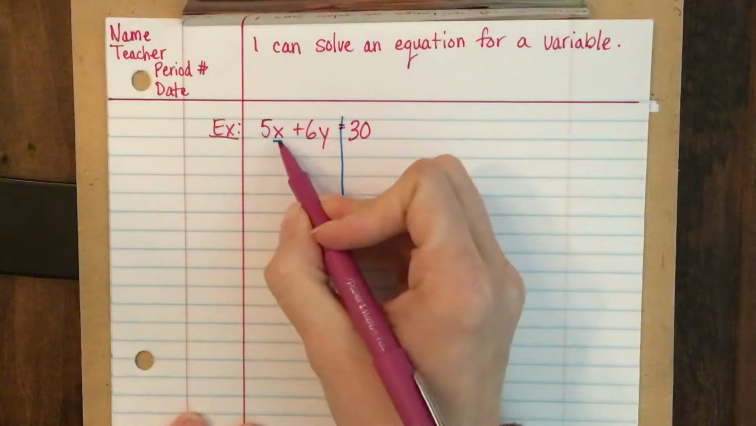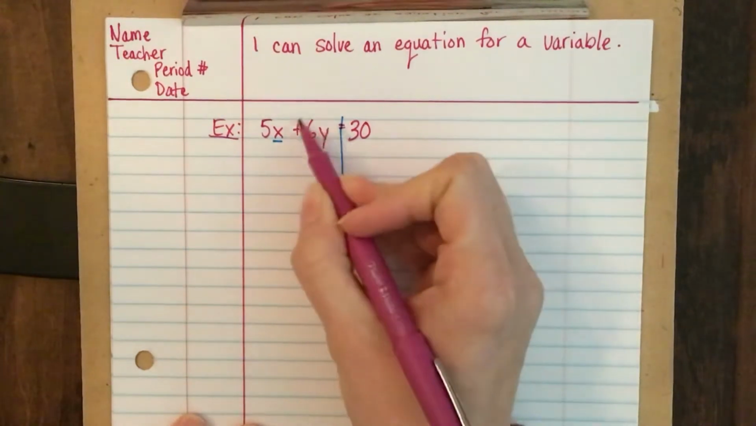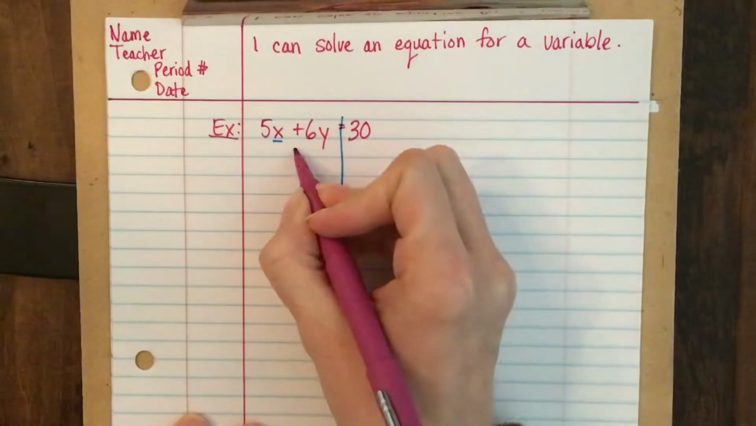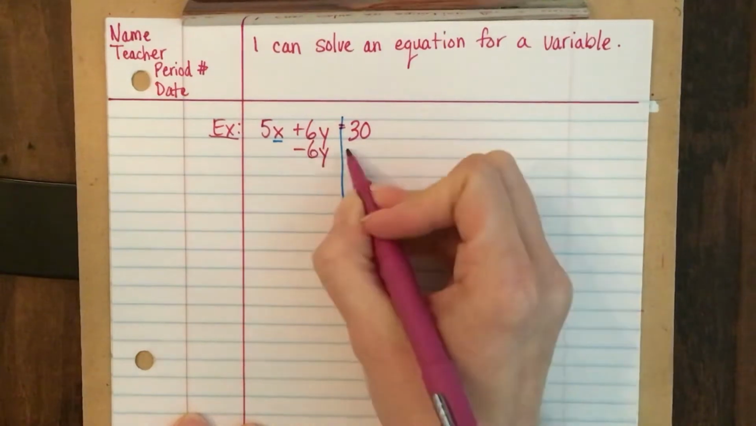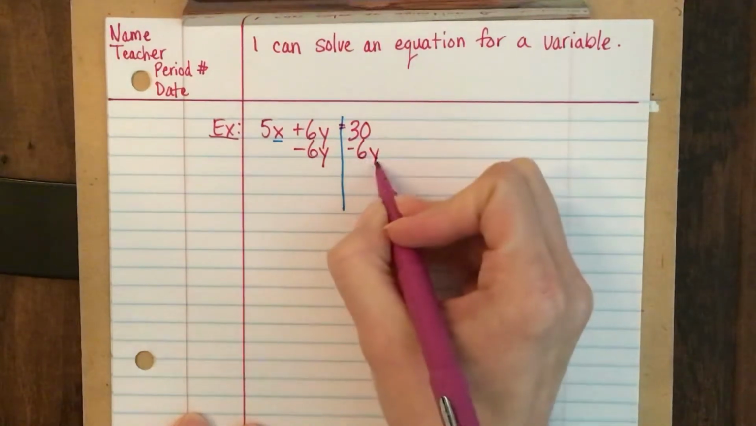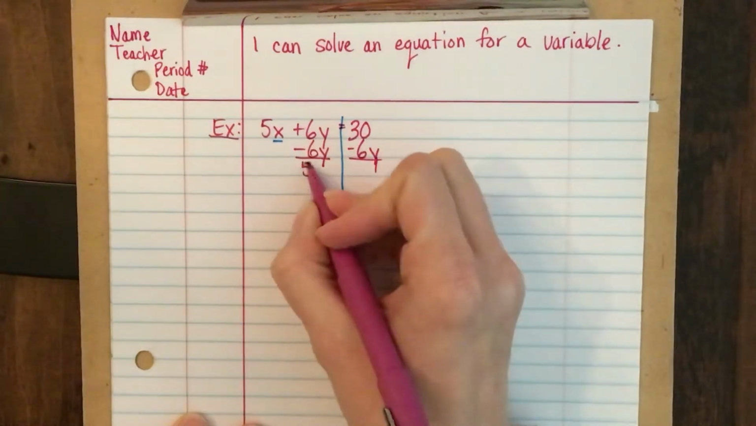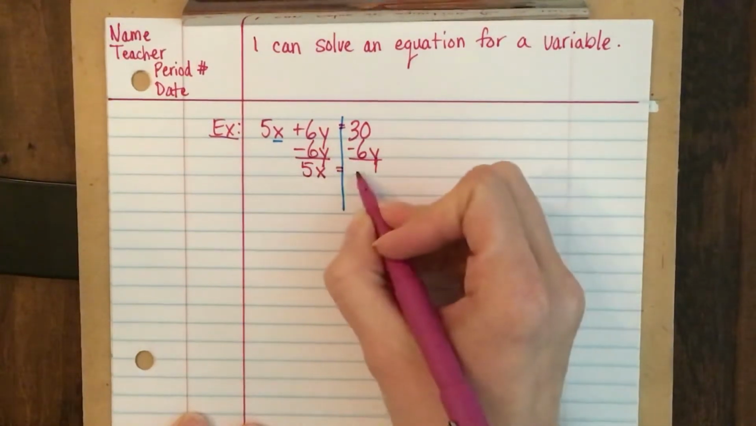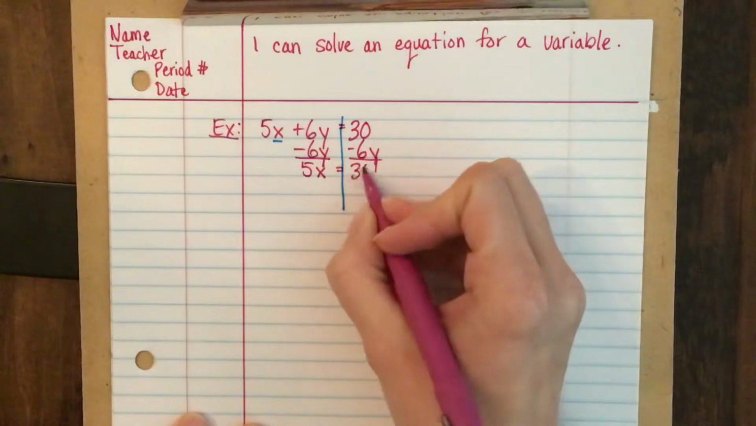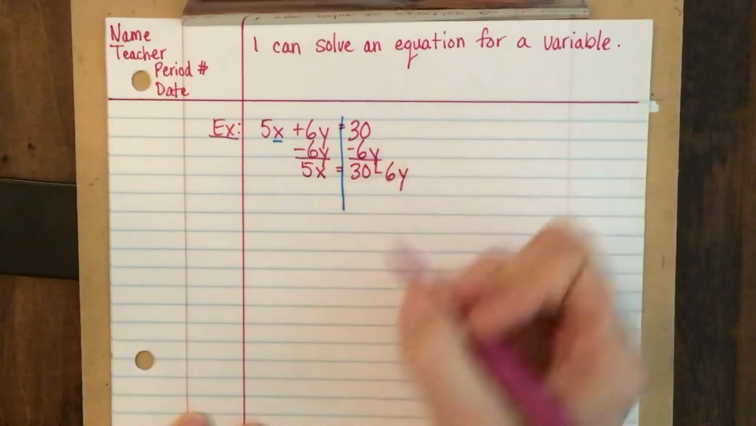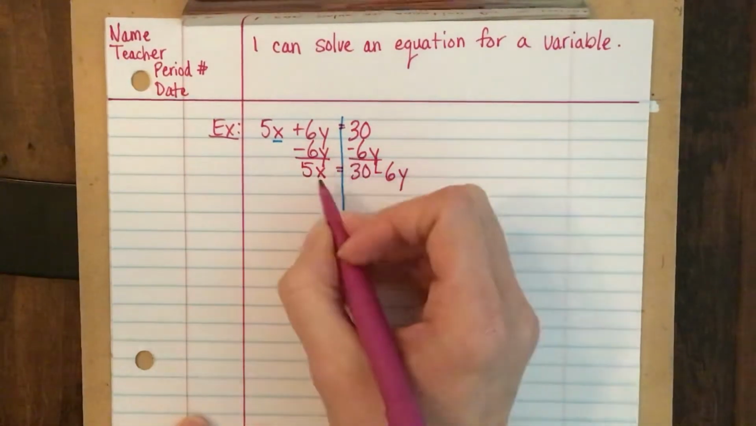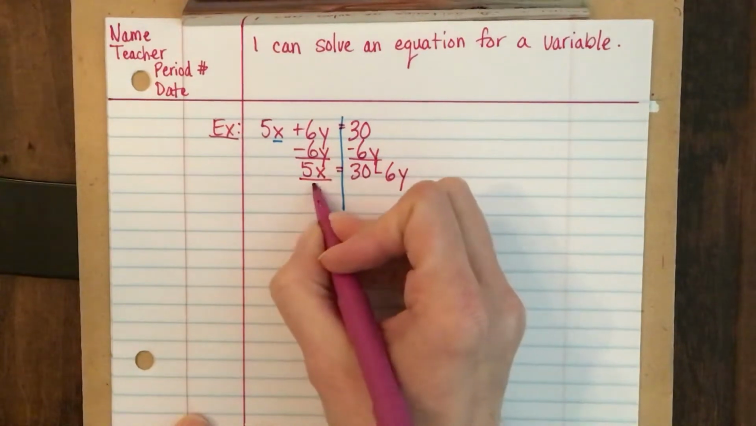And since I want this variable all by itself, first I'm going to get rid of this whole thing. I'm going to subtract 6y from both sides. So what I'm left with over here is 5x is equal to 30 minus 6y. Now I'm going to divide both sides by 5.